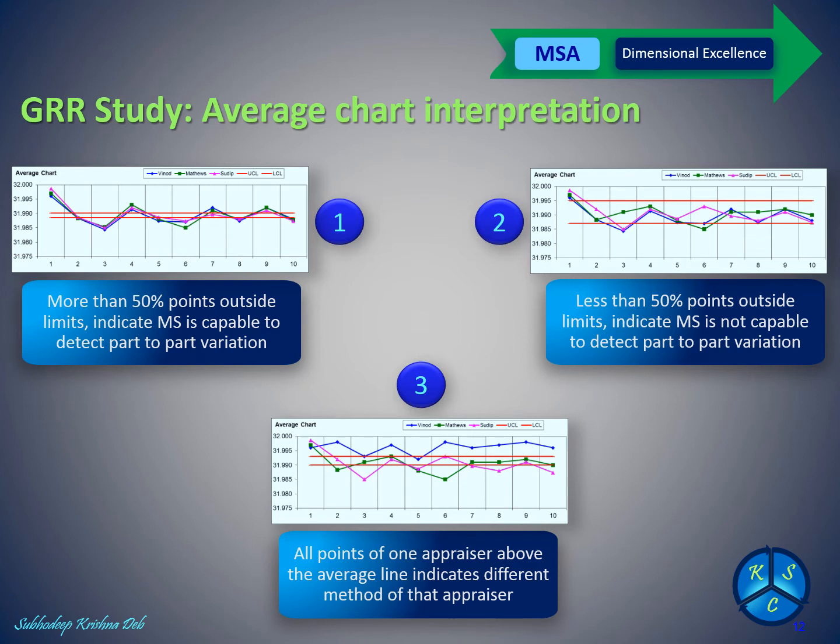So these are the three cases wherein we understand how to interpret the average chart and come to an actionable point, so that we can do the measurements and perform the measurement as per the requirement.